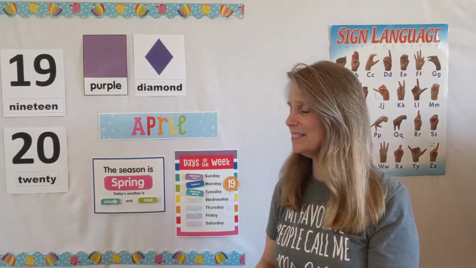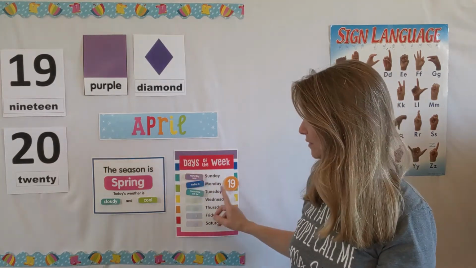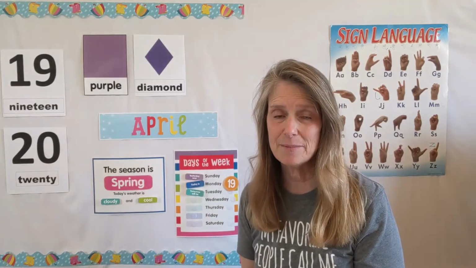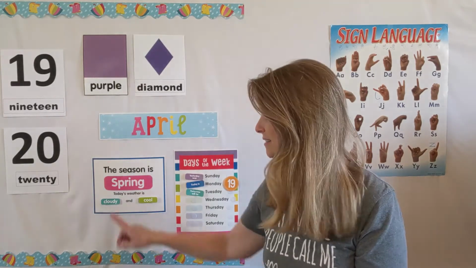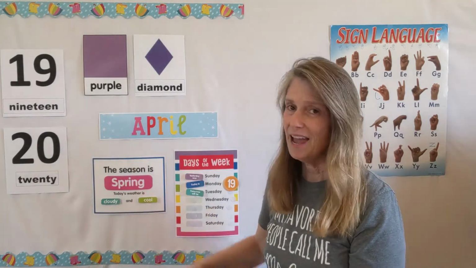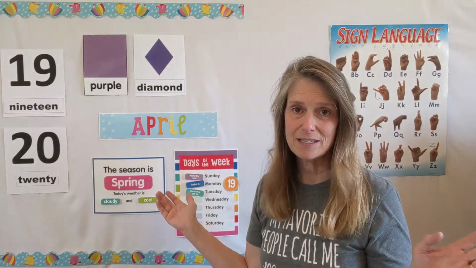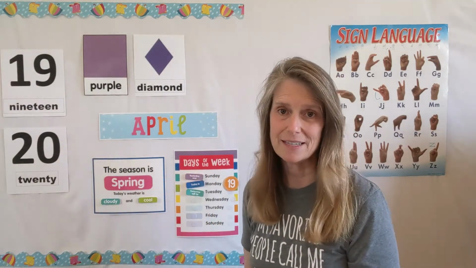All right, one last time. Today is Monday, April 19th, and our year stayed the same. It is still the year 2021, and our season is still the season of spring. And the weather can be all over the place in spring, and it sure has been, hasn't it?